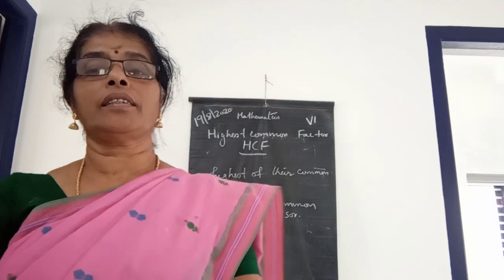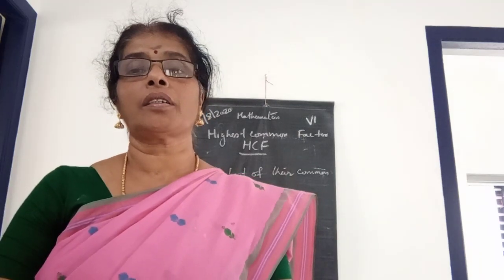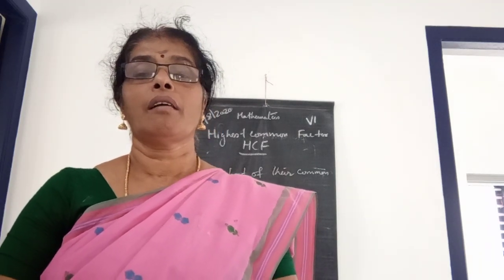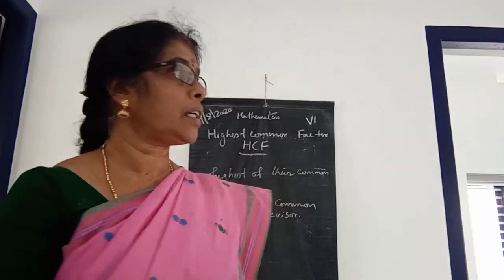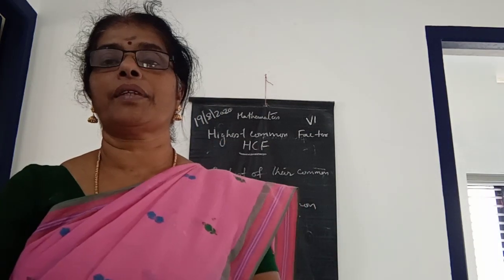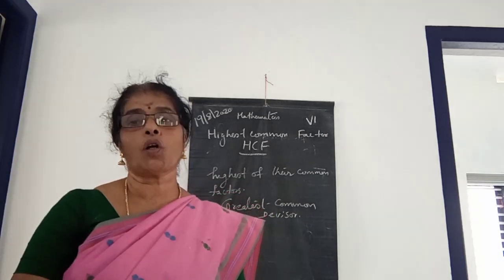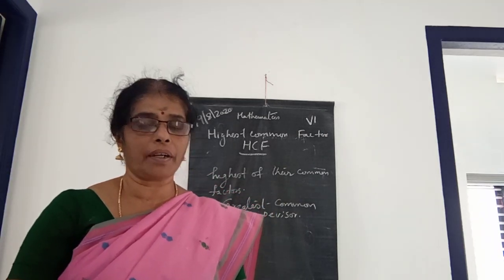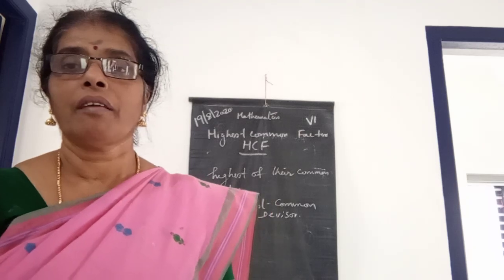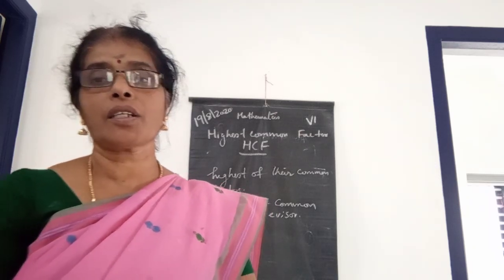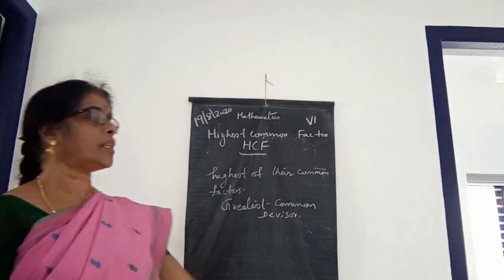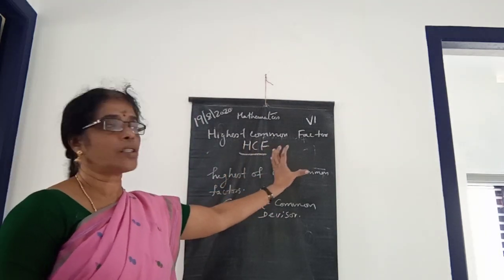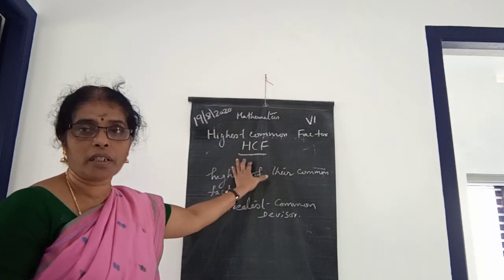We already learned the factors of the numbers, common factors of the numbers, and factorization of the numbers, isn't it? Then next we can study the HCF. HCF means highest common factor. You know how to find the common factors, isn't it? Factors you know, common factors you know, and factorization also you know. And next is highest common factor, that is HCF.